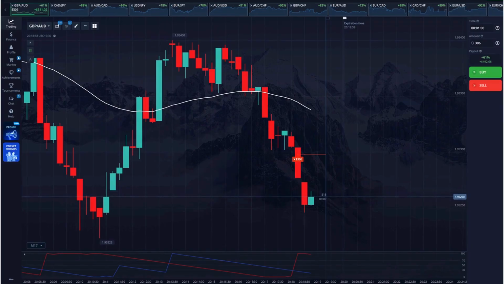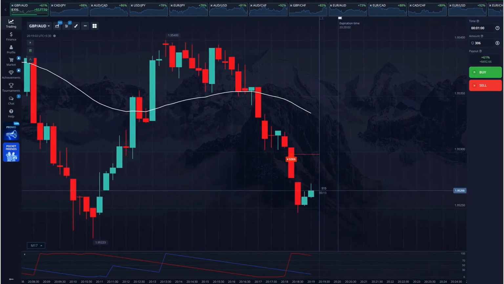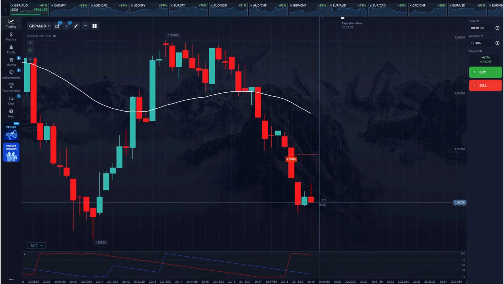Now this is the part where most beginners panic, and I want you to watch closely. As the trade moves forward, the market takes a breath. You can see a small green candle trying to push back up. This is completely normal. Market momentum isn't a straight line. It breathes in and out.